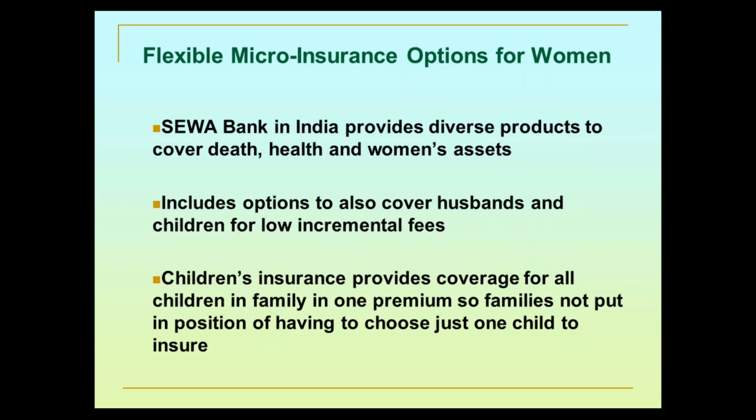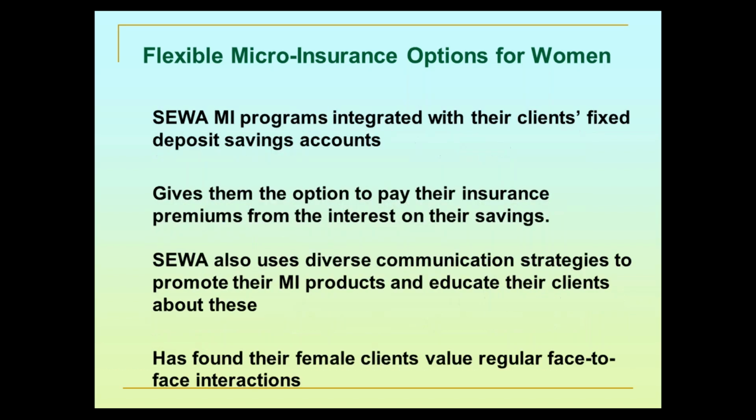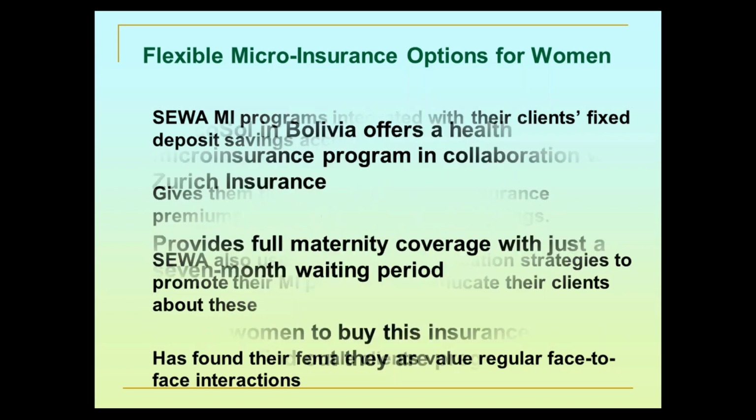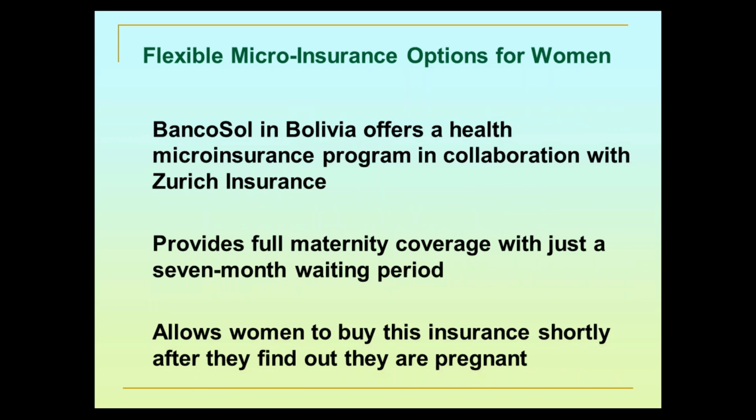So another example is the Banco Sol in Bolivia. Now they offer a health microinsurance program in collaboration with Zurich Insurance. So here you've got a joint venture. And this provides full maternity coverage with just a 7-month waiting period. And that's really significant. Of course, you have to find out you're pregnant really fast. But some of us are in denial, the first few months. But this allows women to buy their insurance shortly after they find out they're pregnant. And it has really made a significant difference.